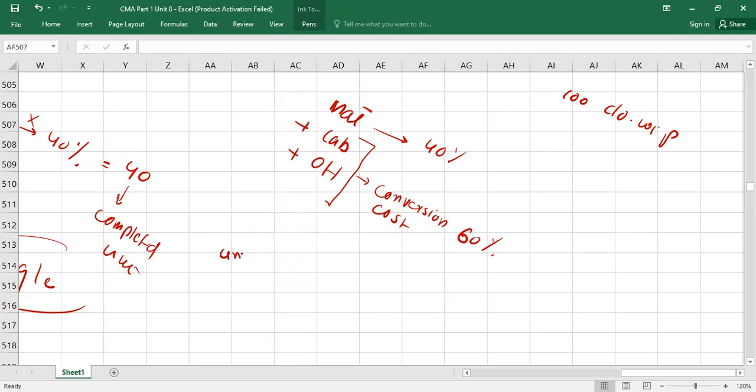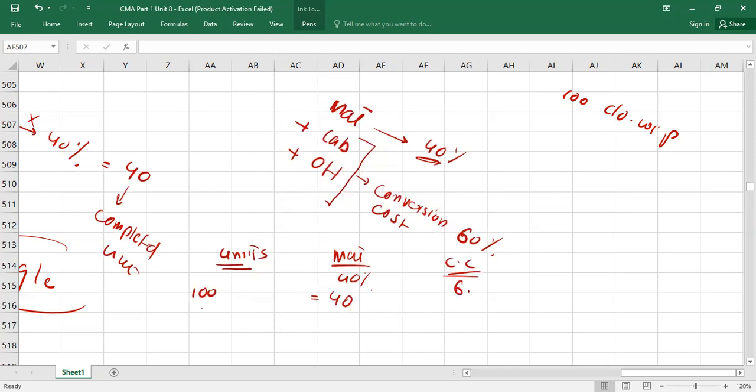We'll apply this format now. We'll write it here: units. We'll write it here: column for material. We'll write it here: column for conversion cost. How many units do we have? 100 units. And what is the percentage completion for material? 40%. We'll take 100 times 40%. This will give you how many units? 40 units.